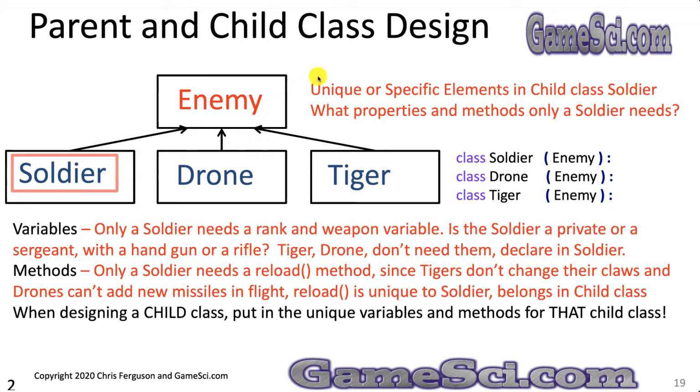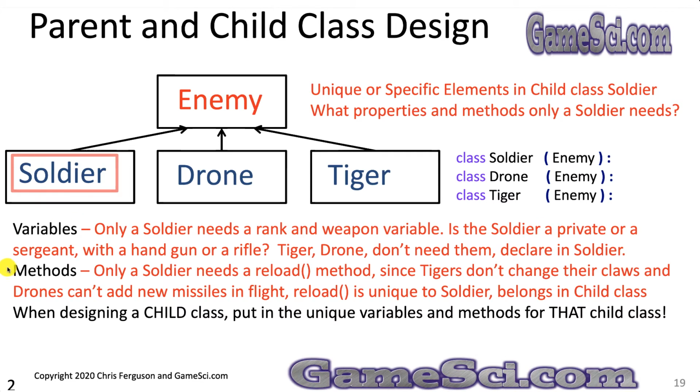Class soldier. Unique or specific elements in the child class soldier. What properties or methods does only a soldier need? When you're designing the child classes, you've got to think about, well, how is this different from the other classes? As far as the variables go, only a soldier needs a rank and weapon variable. Is the soldier a private or a sergeant? Does it have a handgun or a rifle? Tiger and drone don't need these variables, but soldier does, so declare these specific or unique variables in class soldier.